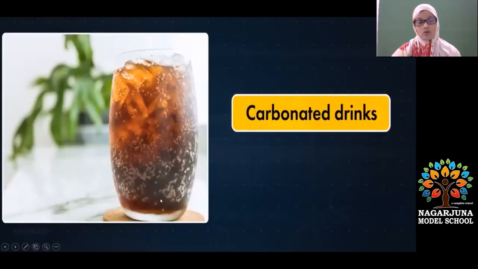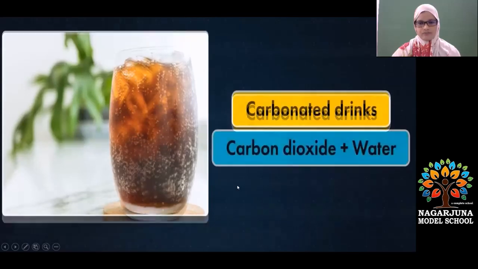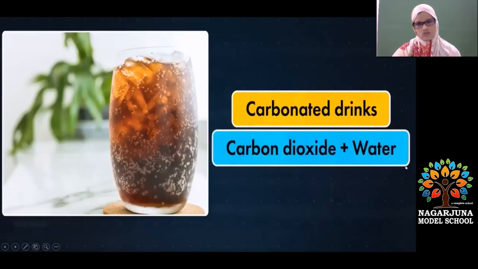Let's see the second example. Carbonated drinks. What are those carbonated drinks? Cool drinks, children. The cool drinks are made up of carbon dioxide and water. You try to find which one is solute and which one is solvent here.